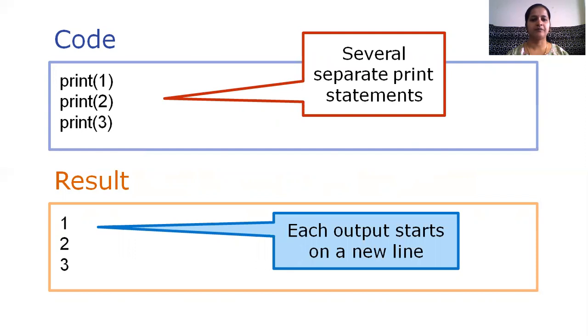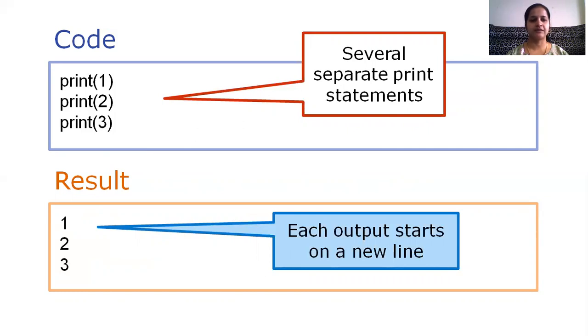Okay, so here we have print 1, print 2, print 3. See, these are the numbers, so we have not written them in quotes. If we are taking strings, we have to write them in the form of quotes. So several separate print statements are there. Each output is printed on a new line, because the print statement starts with a new line and then it prints its output.